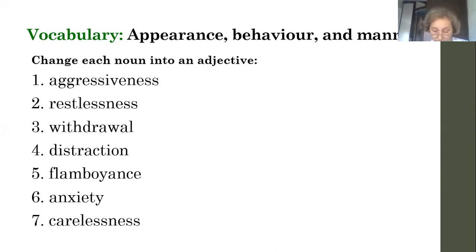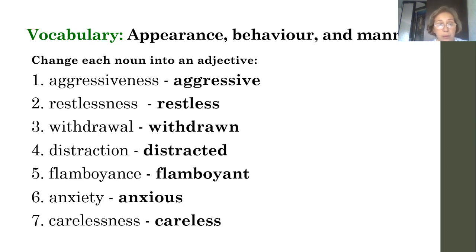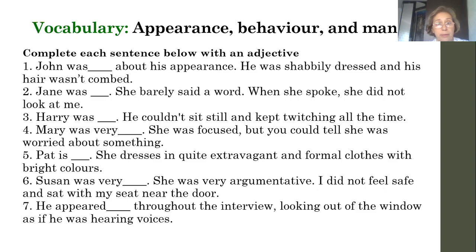What is the adjective? Distracted or distracting, right? Right. Flamboyance. Flamboyant. T at the end. Anxiety. Anxious. And carelessness. Careless, without this suffix ness. Thank you. So here they are, and we need to use these adjectives in the sentences.